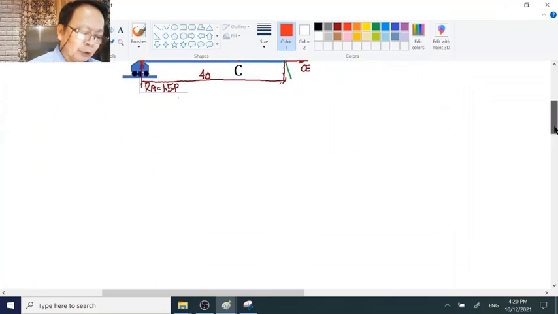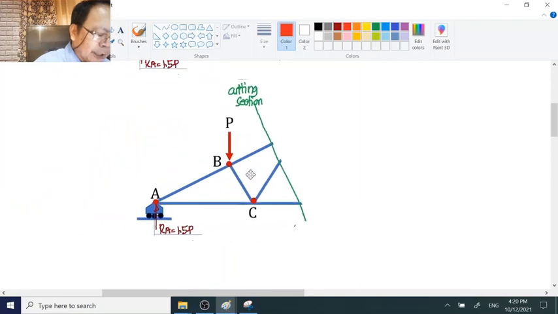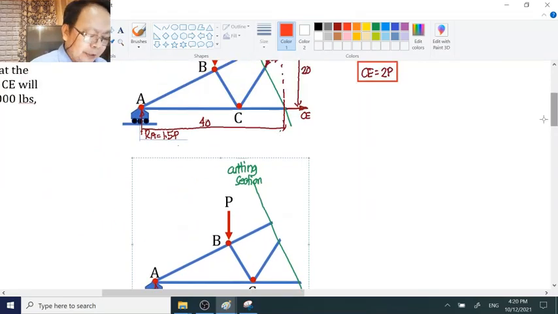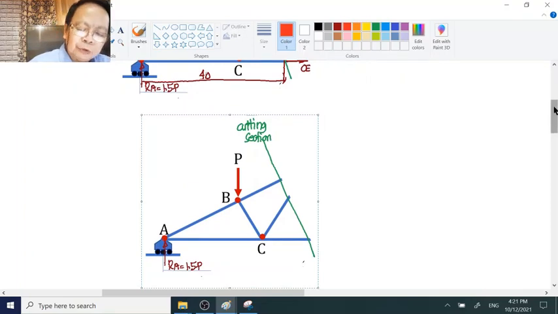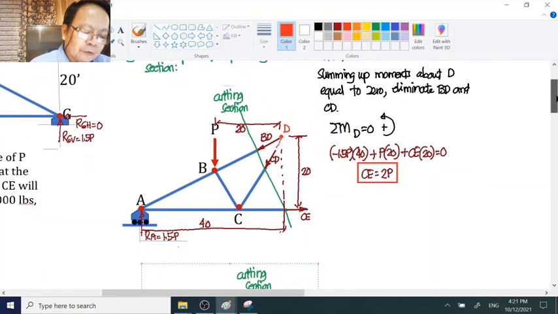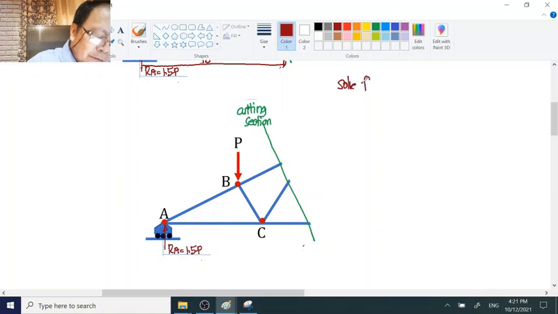Kaya ipakita natin dito yung ating free body diagram. So ulitin ko lang uli yung free body diagram. Mag-drawing ulit tayo dito ng free body diagram. Okay? So here is our FBD. Ulitin ko lang siya dito. Okay, so we try now to solve for BD. Solve natin yung BD by summing up moment.